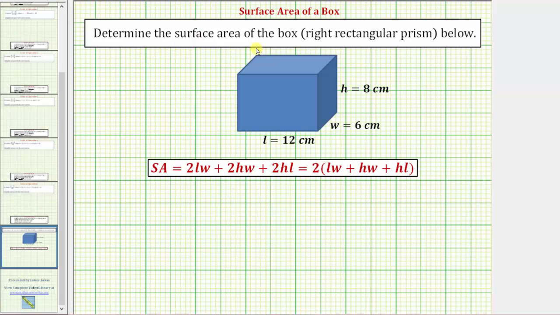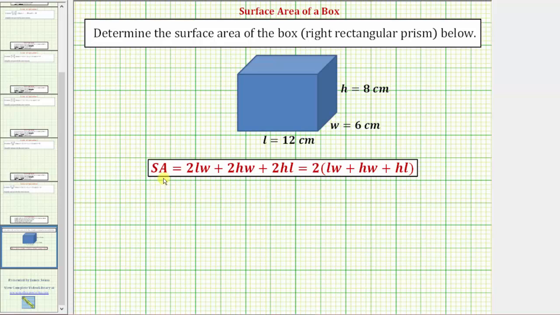We're asked to determine the surface area of the box, where a box can also be called a right rectangular prism. Notice how the box has a length of 12 centimeters, a width of 6 centimeters, and a height of 8 centimeters. The surface area of the right rectangular prism is equal to the sum of the area of the 6 faces. Let's look at the formula and see why this formula makes sense.